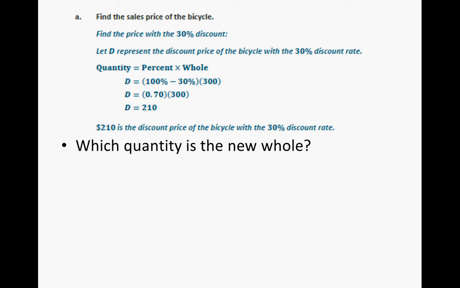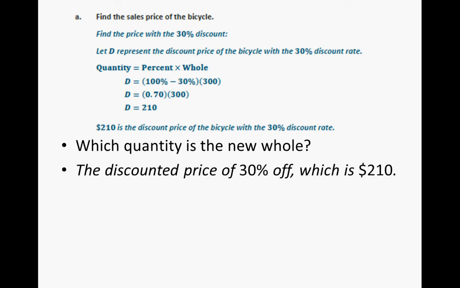So which quantity is the new whole? Now that we've solved the first part of the problem, what is the new whole number? Well, now the discounted price of 30% off is the whole number, which is $210. So it's no longer $300 because we've already applied the first discount. So our new whole is 210.